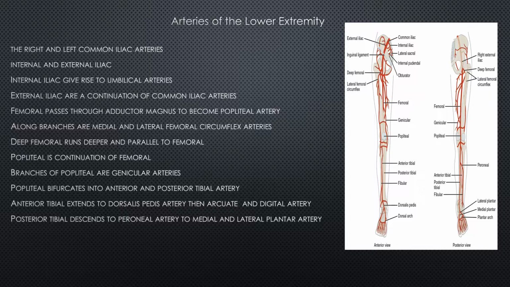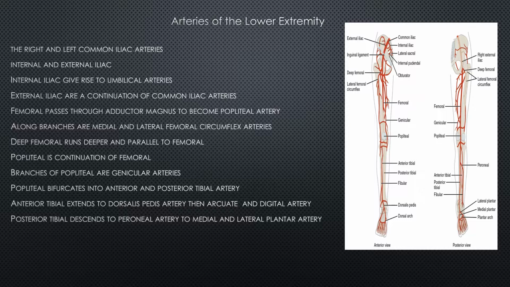The internal iliac arteries will provide blood to the gluteal region, urinary bladder, and female's uterus. The internal artery gives rise to the umbilical arteries during the fetal circulation. The common iliac arteries continue to the external iliac arteries towards the lower extremities.